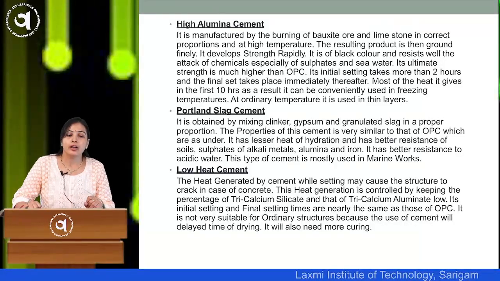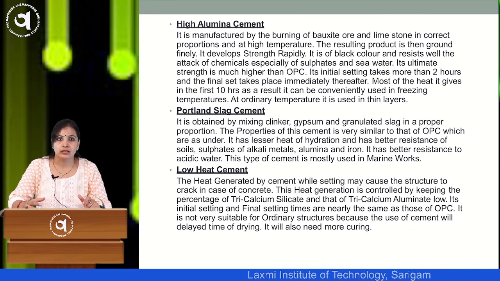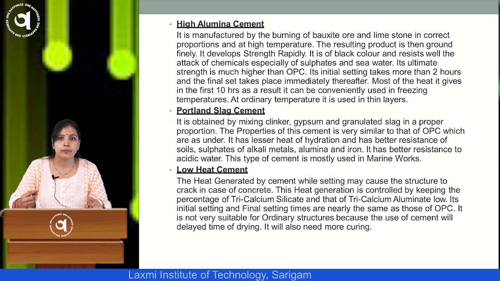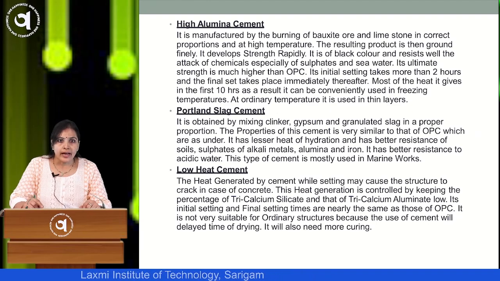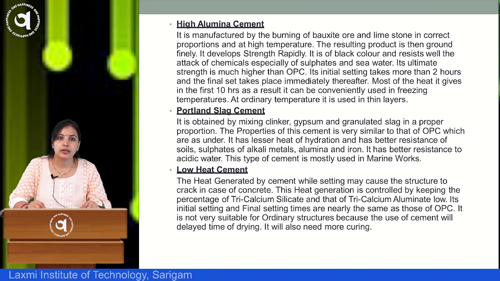High alumina cement is one type of cement that we prepare by burning bauxite ore and limestone in correct proportion at high temperature, and the resulting product is then ground finely. It develops strength rapidly. It is black in color and resists attacks of chemicals such as sulfate and seawater. So, sulfate and seawater attacks can be resisted here.